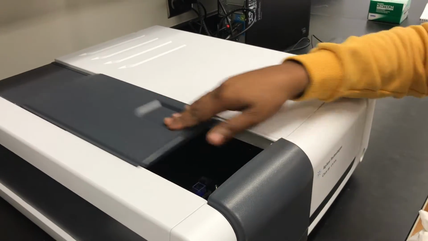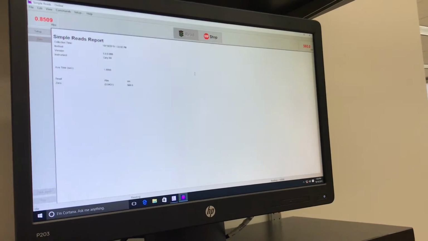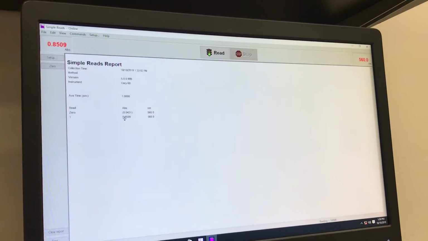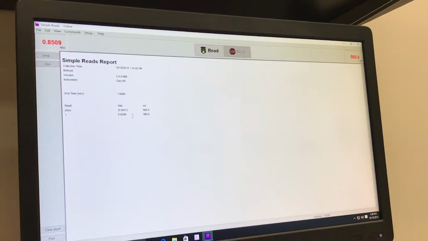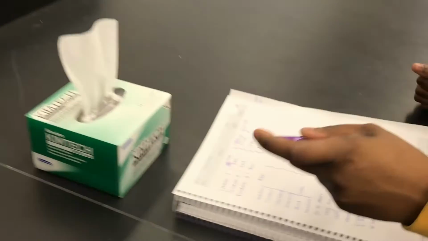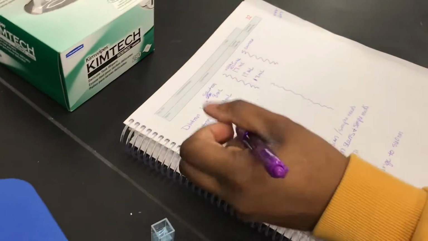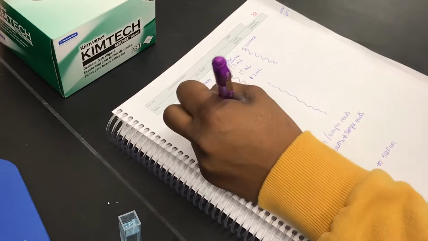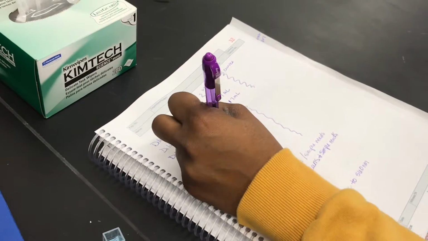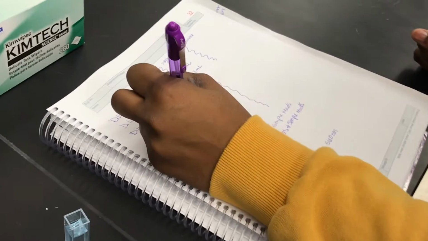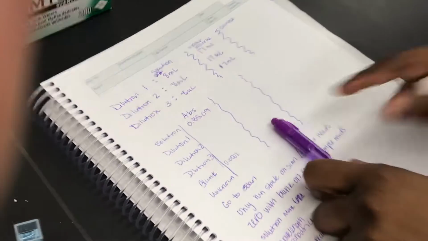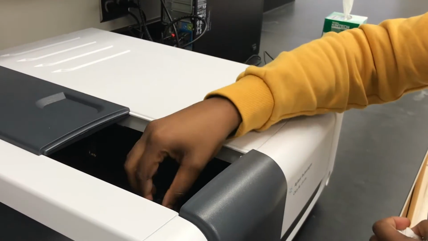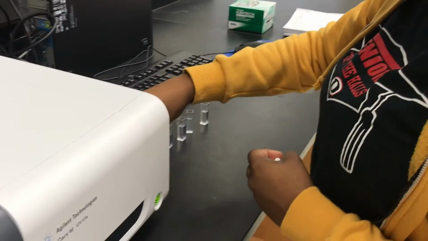Next, we will take our stock solution, clean the sides of the cuvette before placing it in the spectrophotometer and scanning it for its absorbance value. After obtaining the absorbance value, we will record it in our lab manual. We will then remove our stock solution from the spectrophotometer and repeat the process.